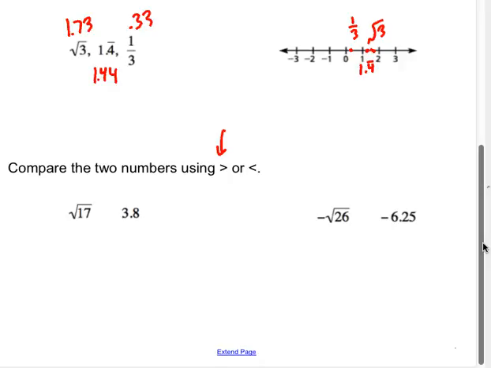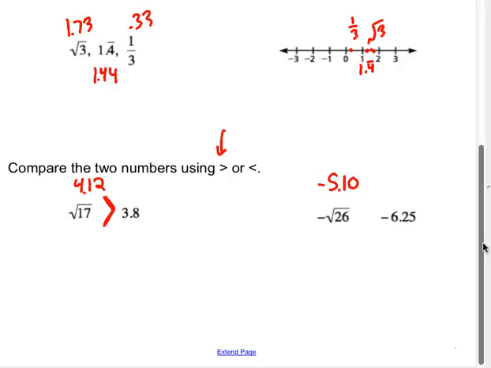So I'm going to convert that square root of 17 to be about 4.12. Now, in that form, it's going to be much easier to see that it should be opening towards that because that is going to be the larger number. And what about the next one? Well, negative square root of 26. That's going to be, oops, sorry, not negative point, negative 5.10 approximately. Again, just typed it in my calculator.